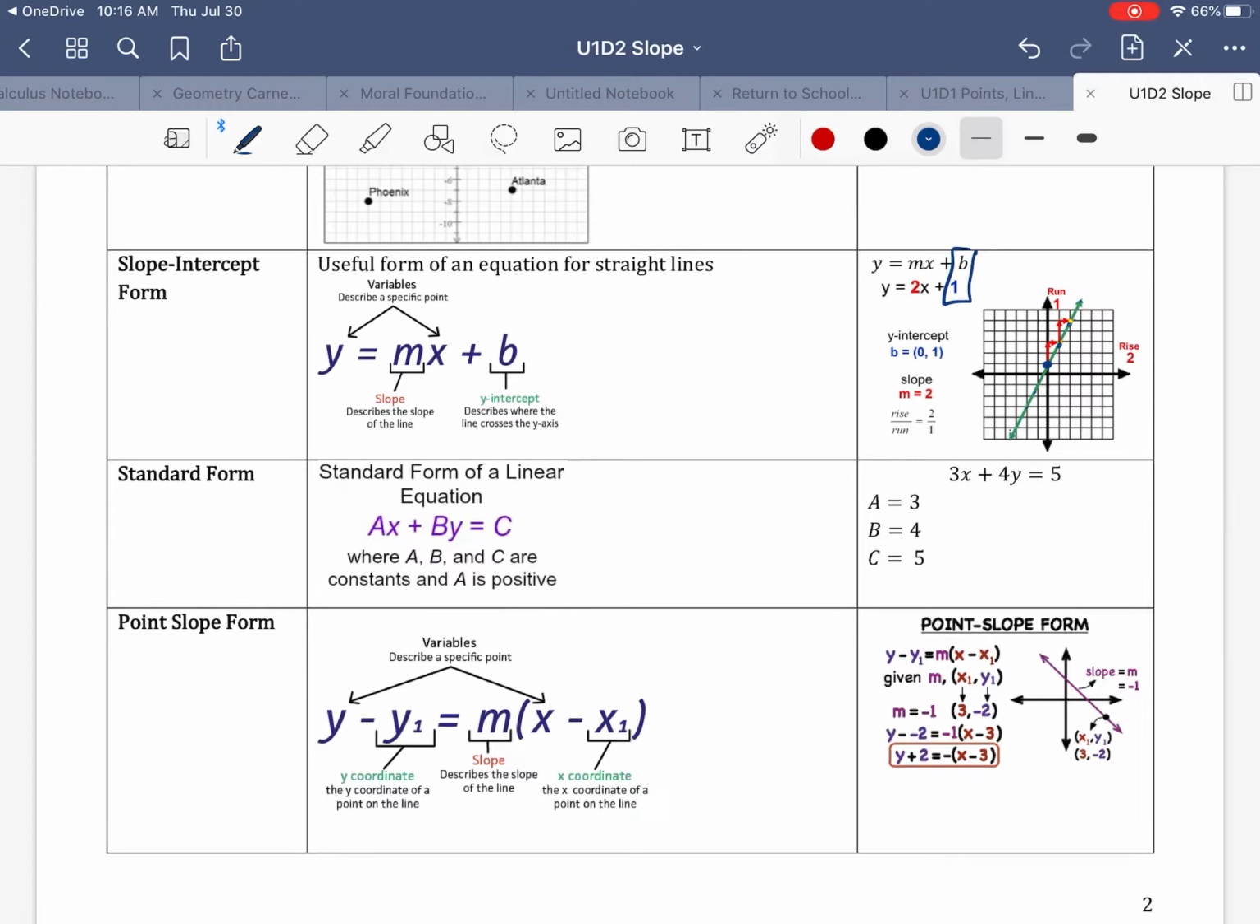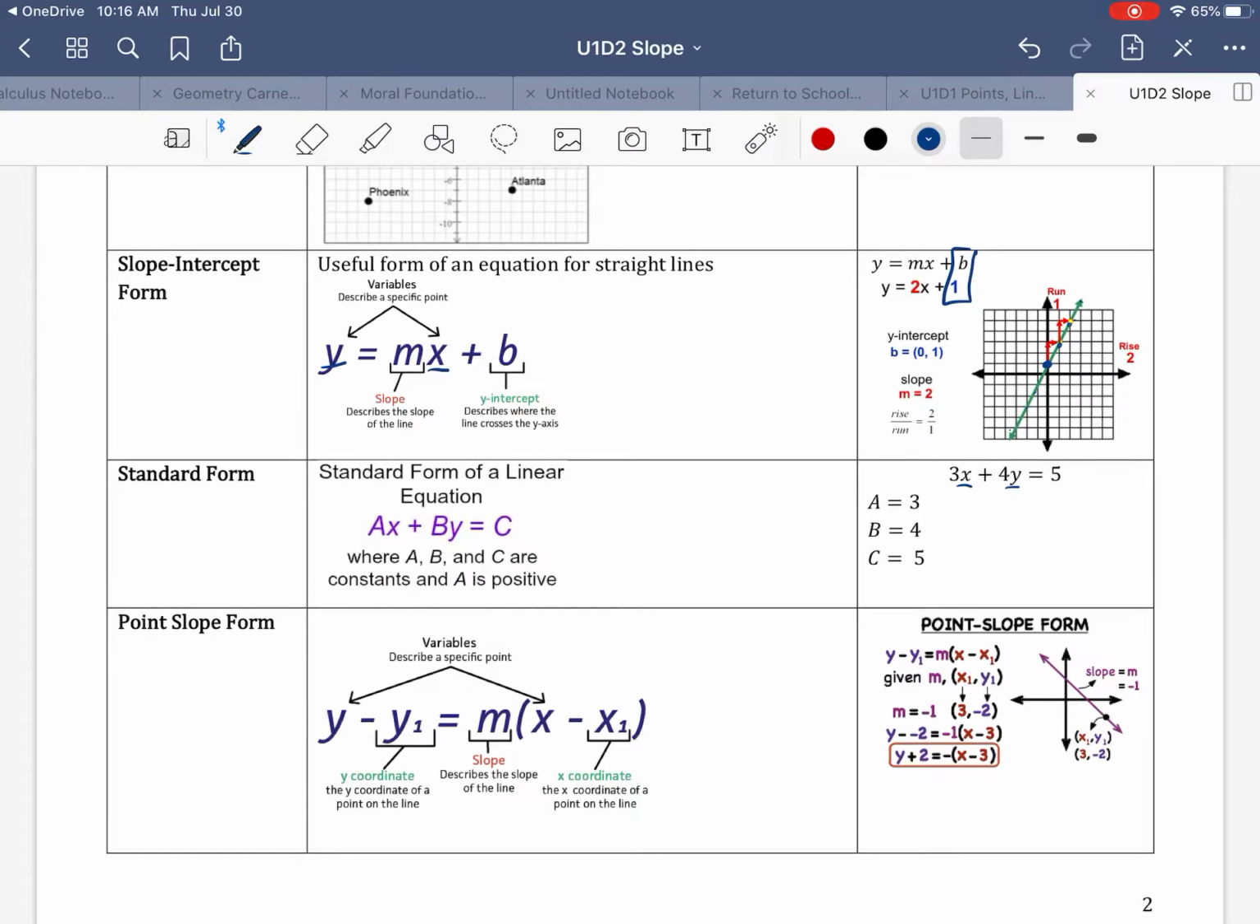So another common form is called standard form of an equation. And this is our ax plus by equals c, where a, b, and c are constants. That means they're a number, and a is always positive. So if we look at this equation to the right, you have 3x plus 4y equals 5. And you'll see that this x and y here are the same x's and y's in our slope-intercept form.